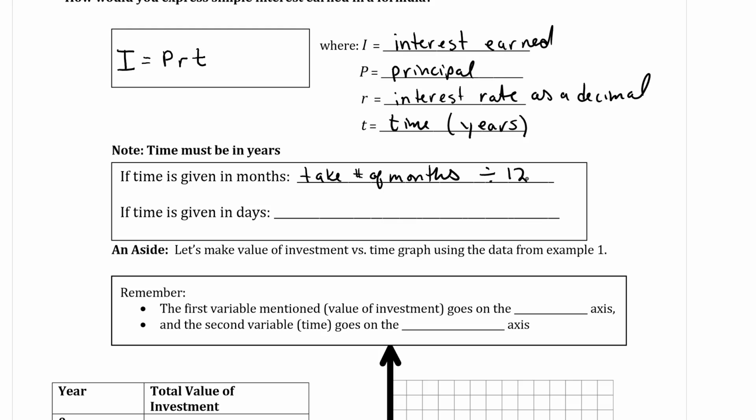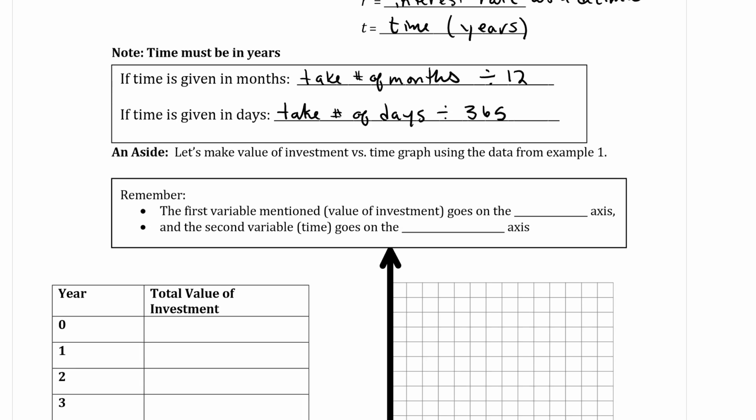But what happens if time is given in days? Think about it. Why don't we take the number of days and divide by 365. I'm going to get all nerdy on you for a moment. We all know that there are leap years, so if you really wanted a true value, it could be 365.25. But we're not going to get that nerdy. We're just going to use 365.